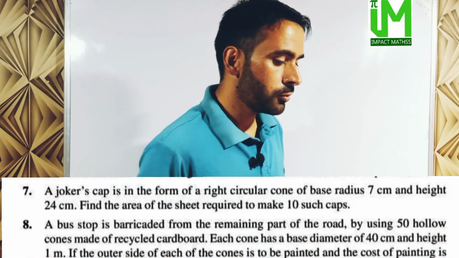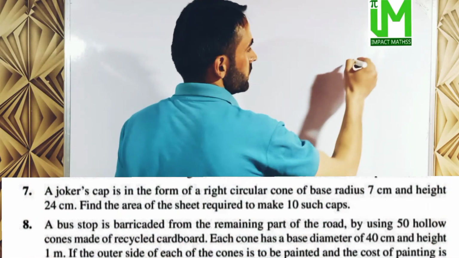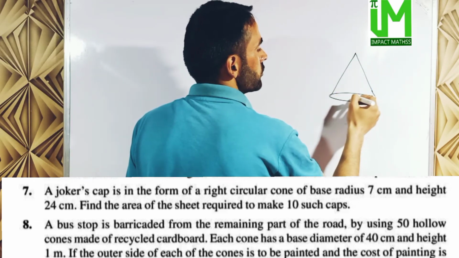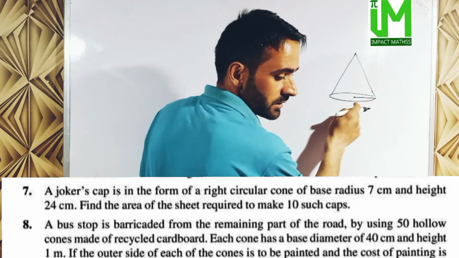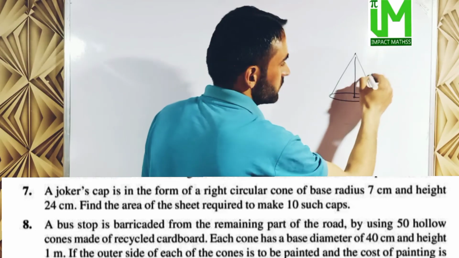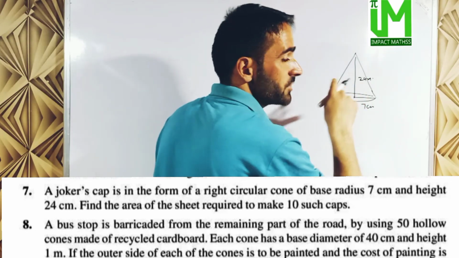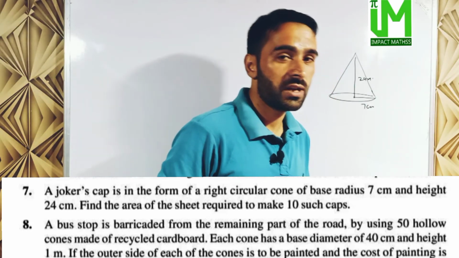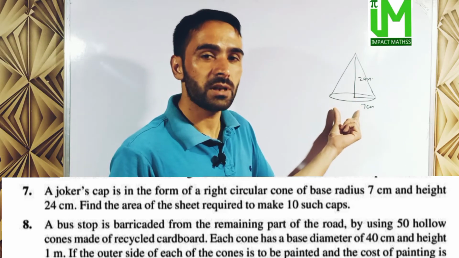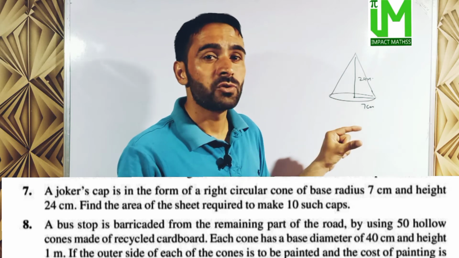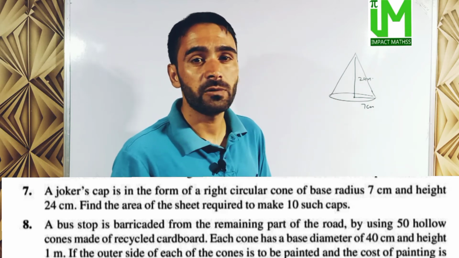Now question number 7. A joker's cap is in the form of a right circular cone of base radius 7 centimeter and height 24 centimeter. Find the area of sheet required to make 10 such caps. The joker's cap is in the shape of a right circular cone. Obviously we first find the area of one cap, and then multiply it by 10.